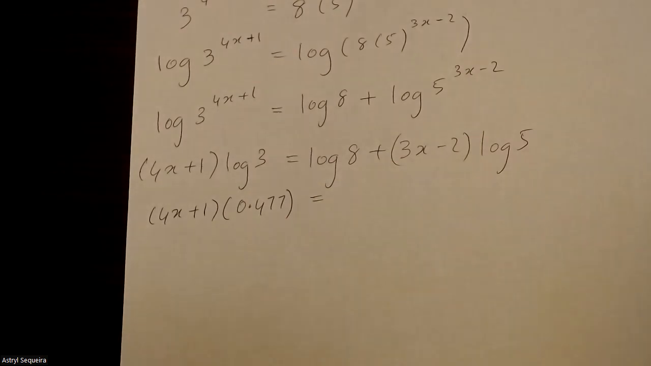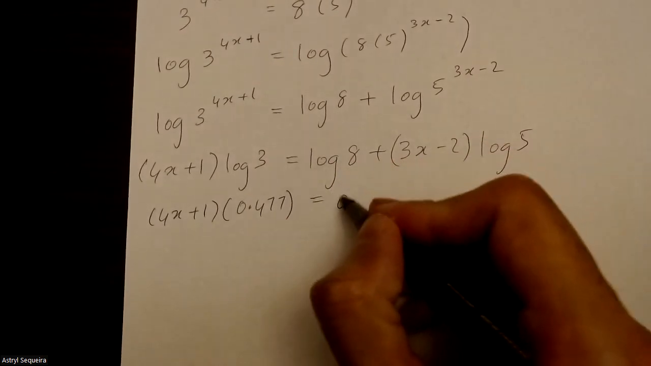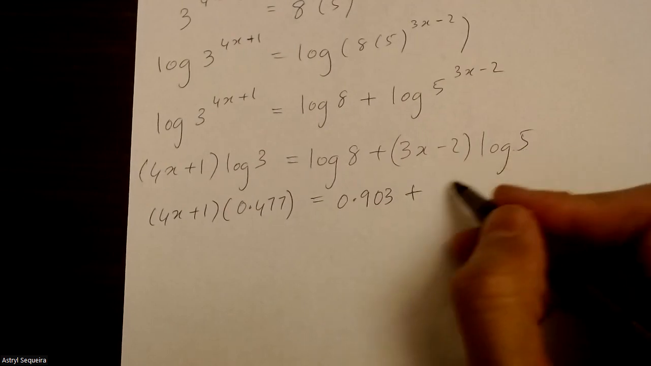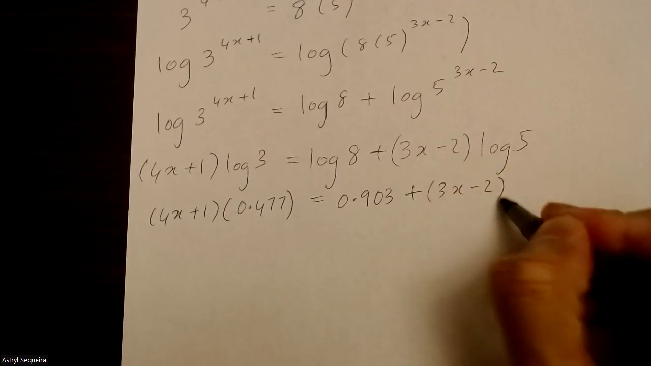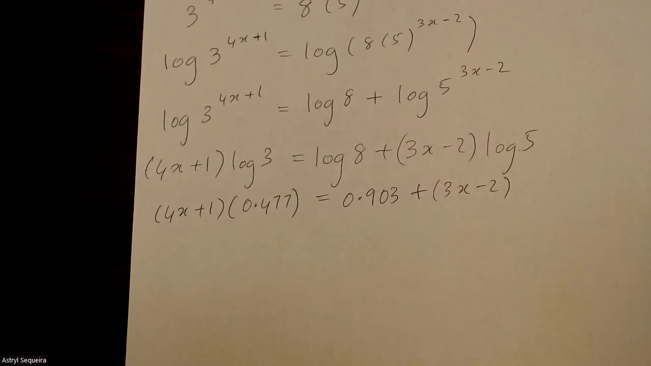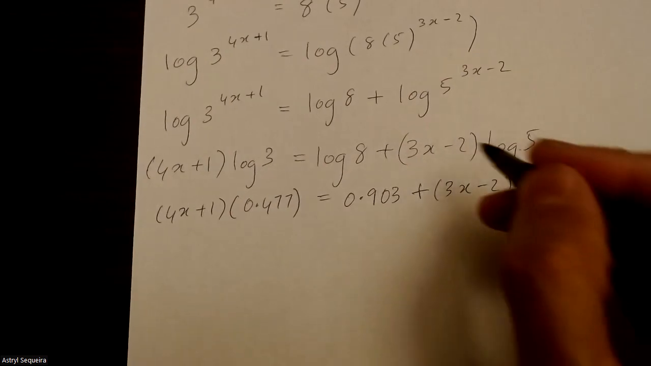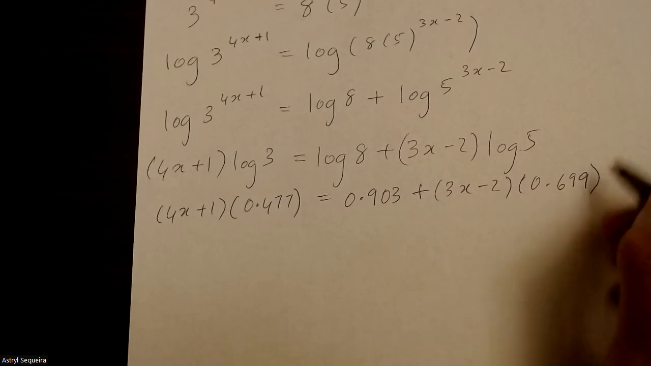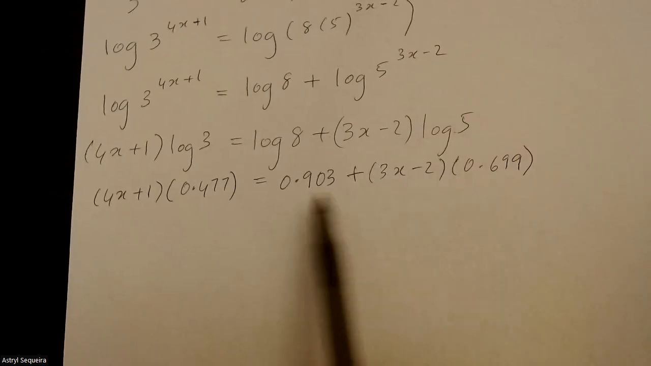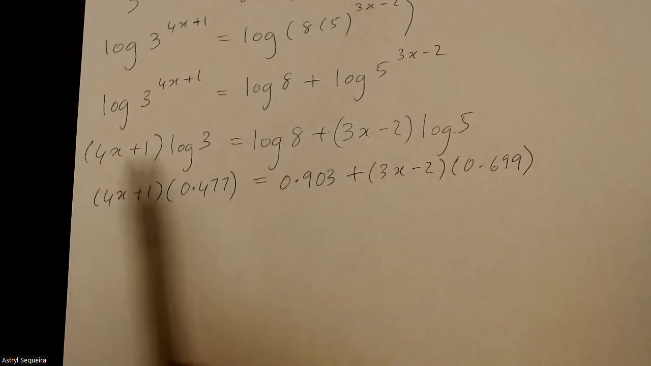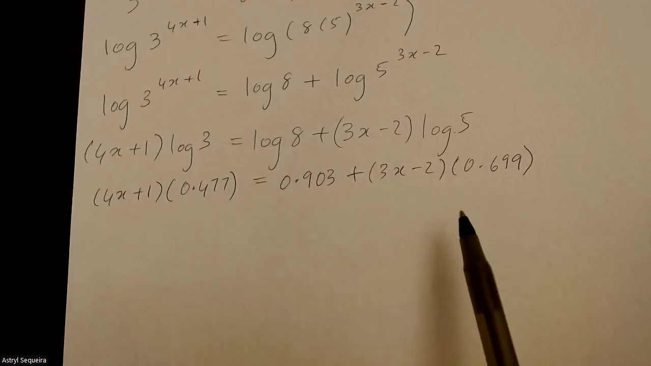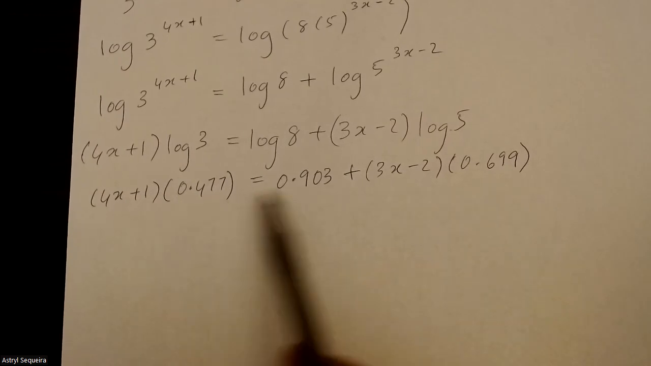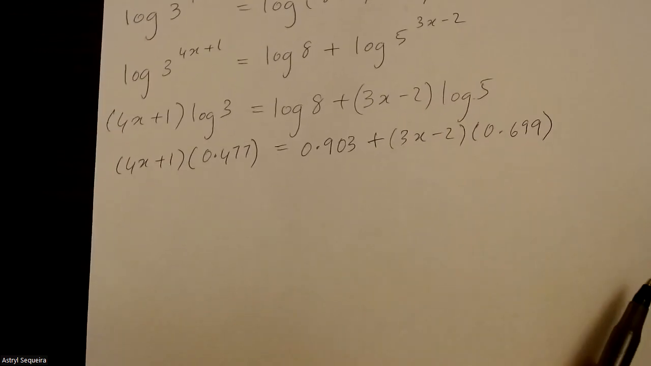Log 8 is just 0.903. And log 5 is just 0.699. Again, this step is optional. You could just use the logs and follow the same steps. You would get an exact solution. It's just I find that to be a bit difficult, so I prefer to convert these to decimals. It's going to be a bit easier.